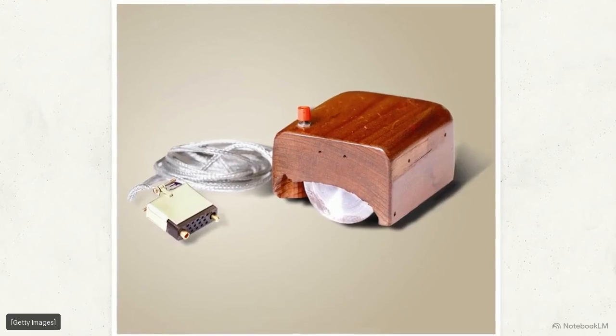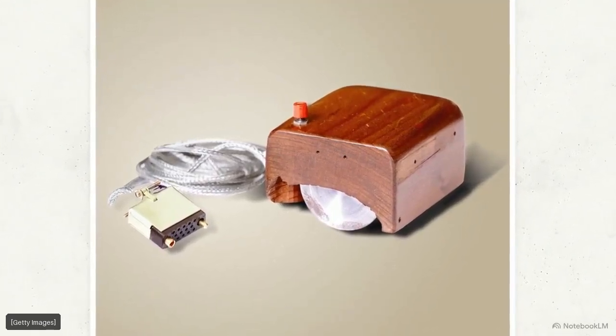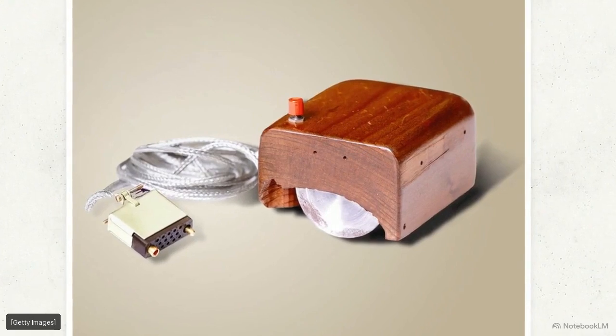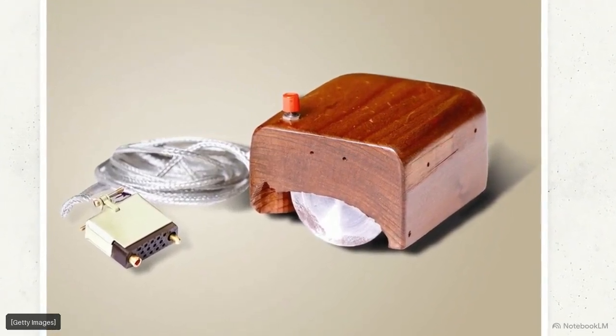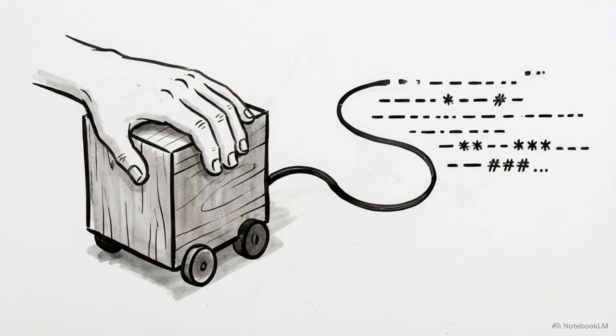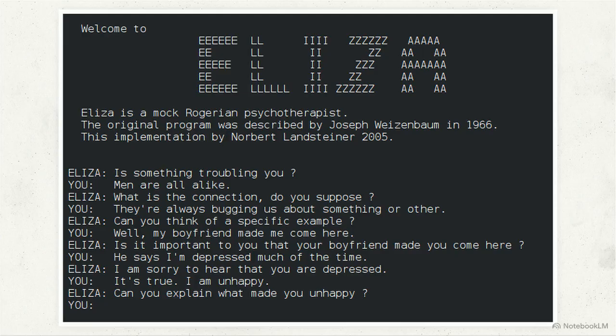For decades, human-computer interaction was defined by physical parameters. We clicked buttons, learned exact keyboard shortcuts, and pushed around wooden blocks with wheels just to make a cursor move. Even the very first artificial intelligence programs, like ELIZA from the 1960s, operated on rigid rails. You typed a highly constrained phrase, and the machine executed a pre-programmed call and response routine.